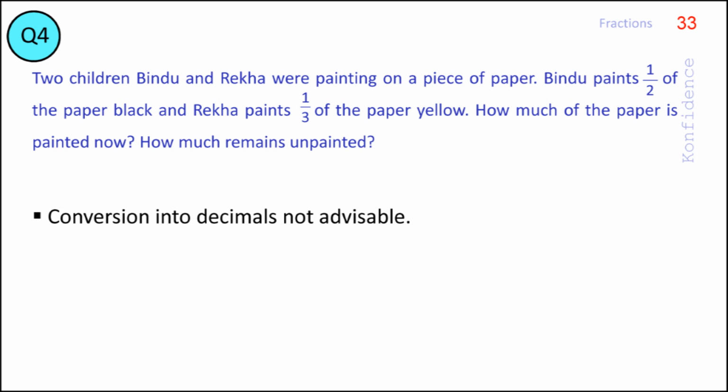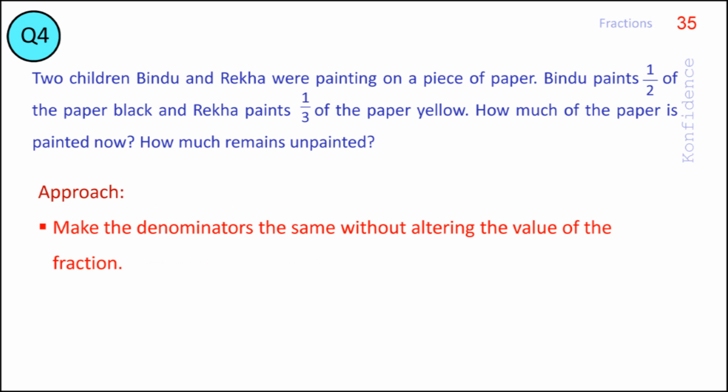1 by 2 is 1 part out of 2. 1 by 3 is 1 part out of 3. If the denominators, or the number of parts into which the whole was divided, were the same, the addition would have been easy. We have seen that. However, over here, the denominators are different. The approach is to make the denominators the same without altering the value of the fraction.